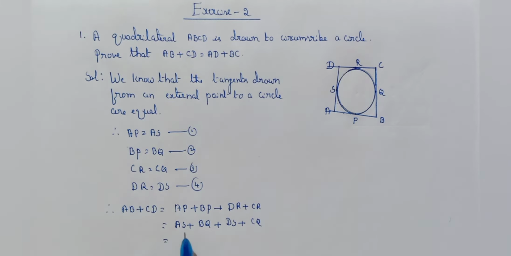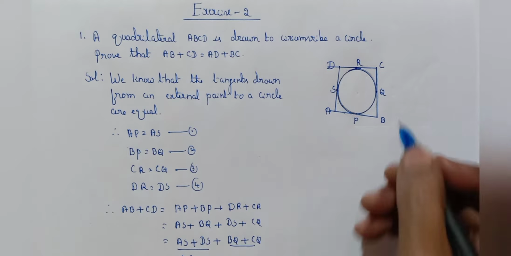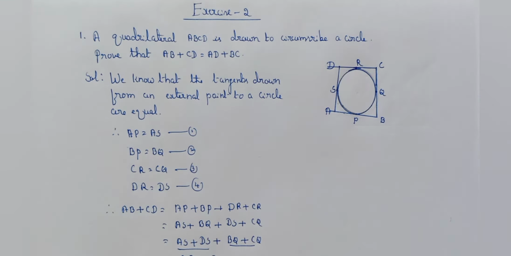Now rearrange the terms. AS plus DS plus BQ plus CQ. Now see, AS plus DS is equal to AD. AD and BQ plus CQ. BQ plus CQ is BC. Therefore, AB plus CD is equal to AD plus BC.